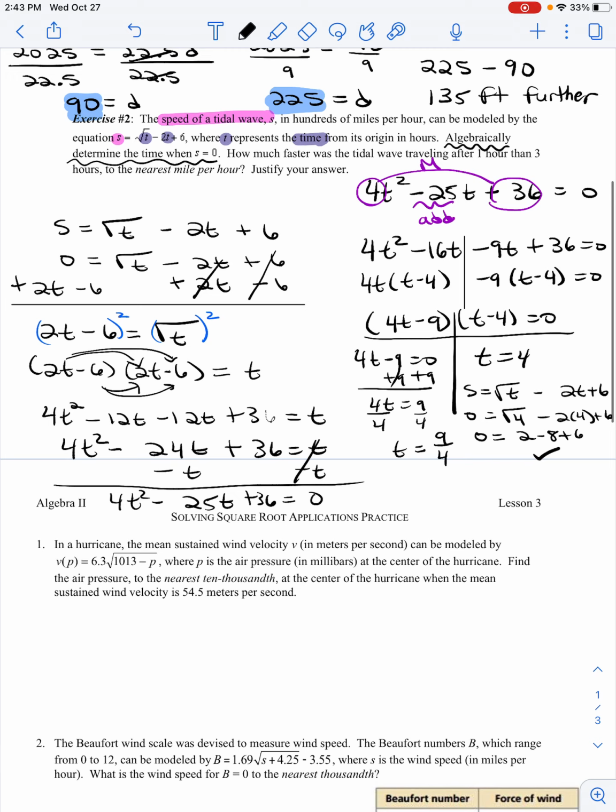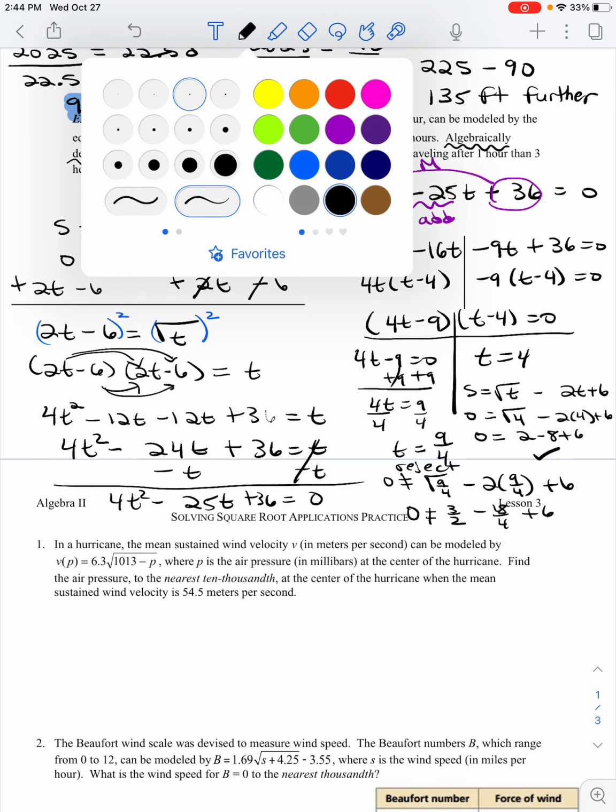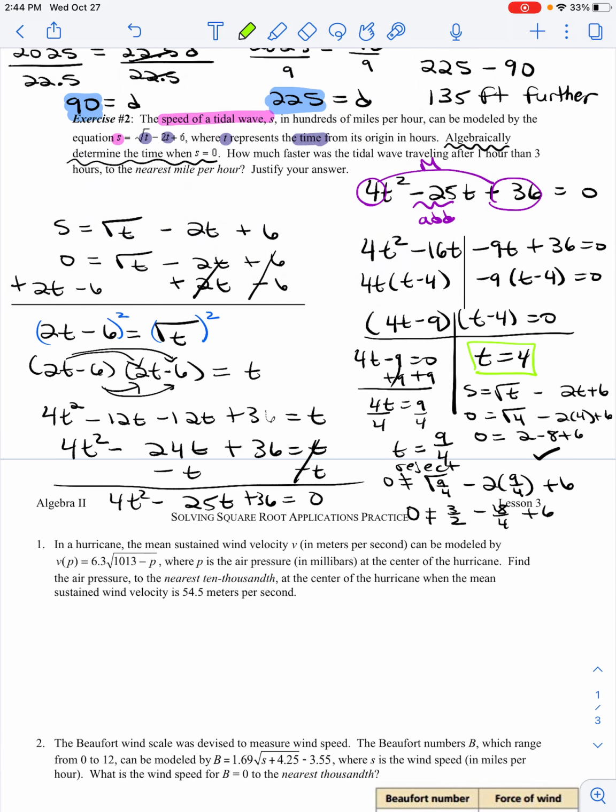But if I check this other value, 9 over 4, in my original equation, 0 equals the square root of 9 over 4 minus 2 times 9 over 4 plus 6, what's going to happen is it's not going to check, because 0 is not equal to 3 halves minus 18 fourths plus 6. So we need to reject this t value. Our only answer that we're keeping here is t equals 4.